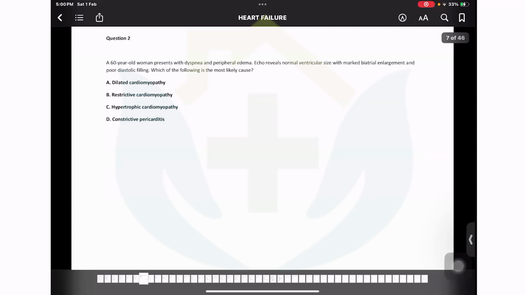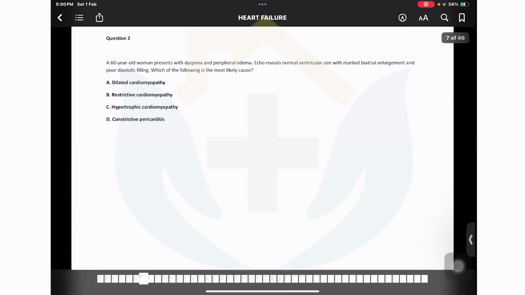A 60-year-old woman presents with dyspnea and peripheral edema. Echo reveals normal ventricular size with biatrial enlargement and poor diastolic filling. So what do we have here? Echocardiography findings. What is the diagnosis? Restrictive cardiomyopathy. So what are the features that are hinting towards restrictive cardiomyopathy?